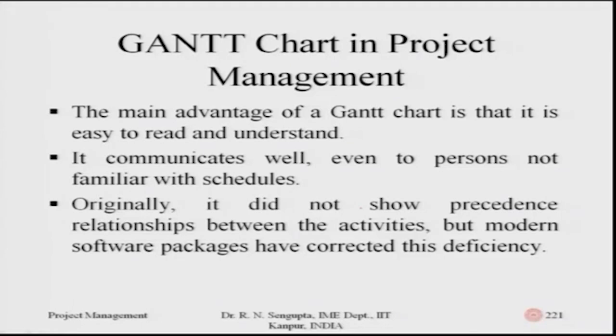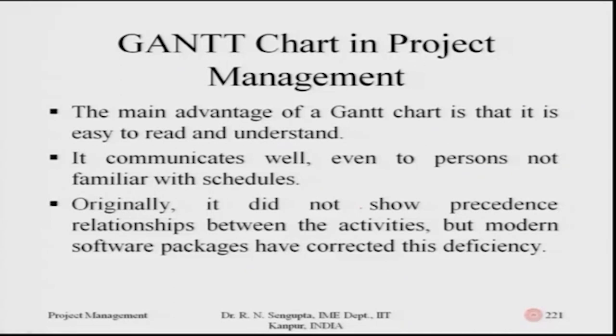So, the main advantage of the Gantt chart is that it is easy to read and understand. It communicates well even to persons not familiar with schedules and who may not have very detailed technical ideas, but they would get the overall feel of how the activities are commissioned one after the other, what the sequence of events is, which activity follows the other, and what the number of days of gaps is, or whether there are no gaps between the activities. Originally, it did not show the precedence relationship between the activities, but modern software can be utilized where it shows the precedence relationship, which jobs will follow, what the delays are, and the number of days between jobs and activities.